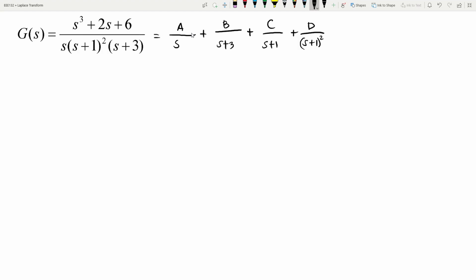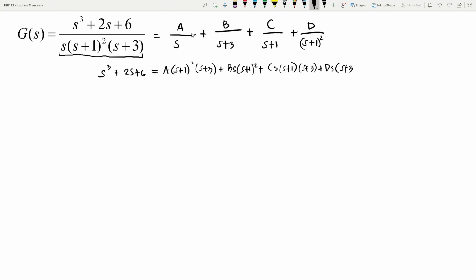First, let's multiply the equation by this denominator here. So this equation becomes s cubed plus 2s plus 6 equal to a times s plus 1 squared times s plus 3 plus b times s plus 1 squared plus ds times s plus 1 times s plus 3 plus cs times s plus 3.